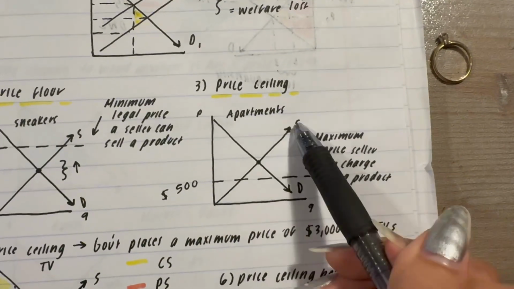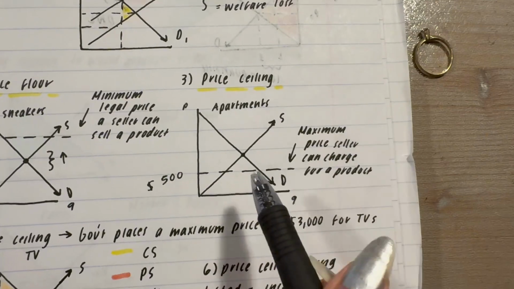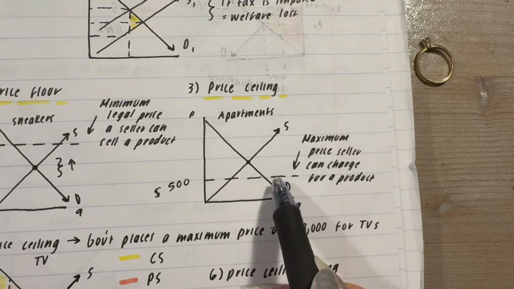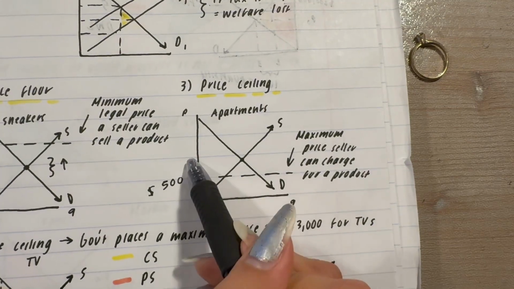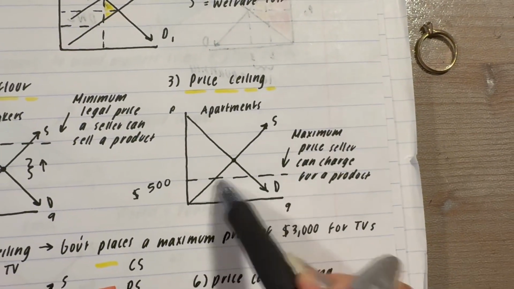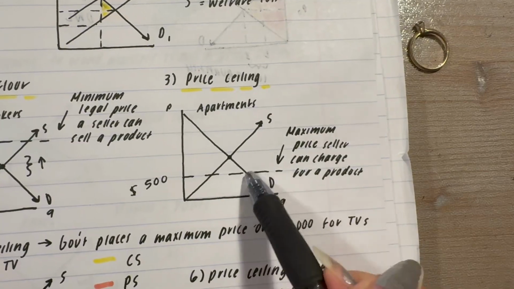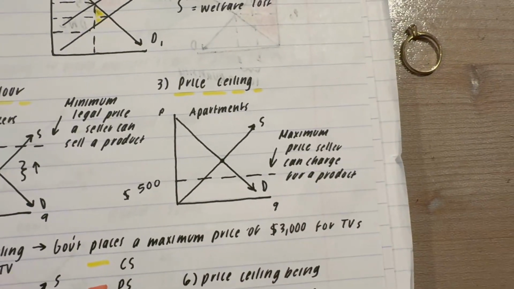For a price ceiling, that's basically the maximum price a seller can charge for a product. So for apartments, this could be $500, meaning that producers would have to sell that for something lower than that. However, this line over here has to be below the equilibrium point, or else, like I said, it has no effect on the market itself.